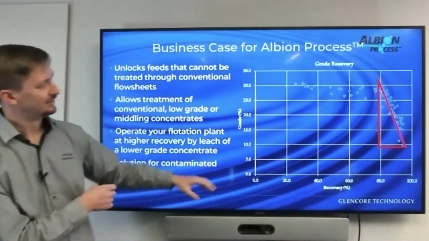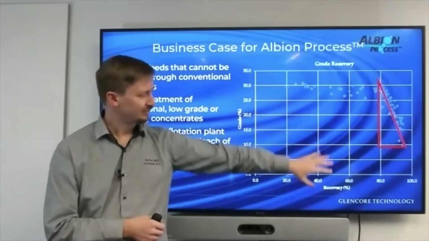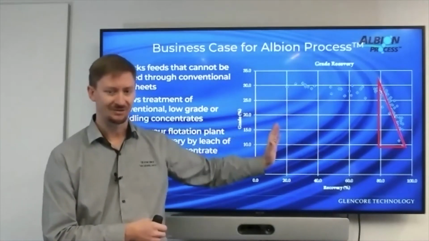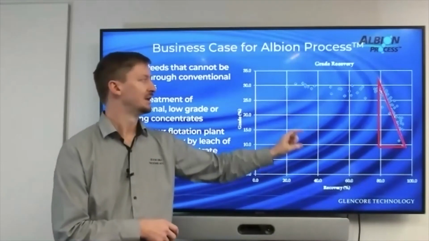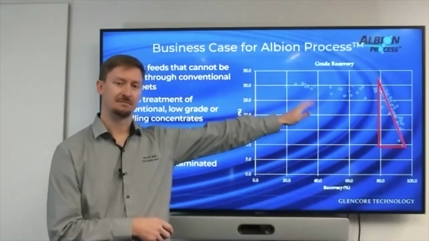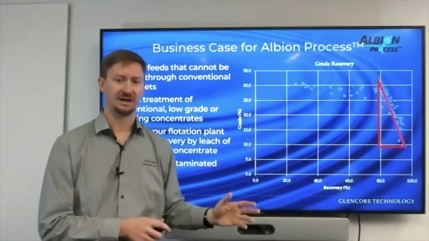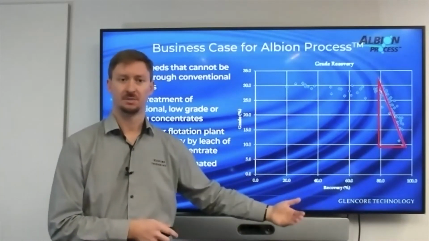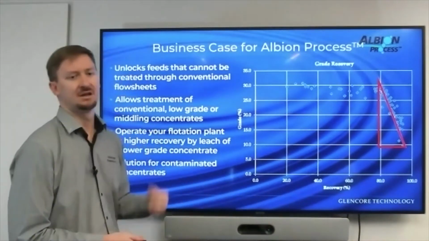There is a convenient little graph here that we prepared earlier. You'll see that usually your grade would fall away as you try and push that recovery. That is not an issue if you're using the Albion, as we can then maximize the recovery in the float circuit and get that metal out in an economical way. And obviously that will improve your bottom line of the flow sheet and of the project.